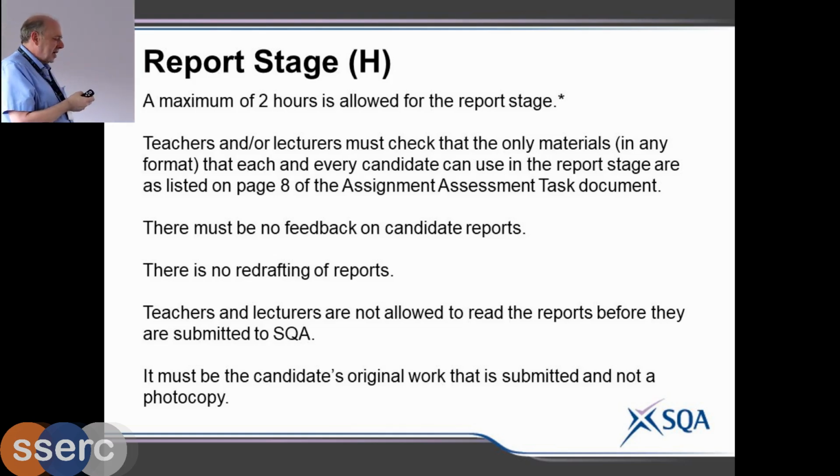And the other thing that we came across this year was some centres sending us photocopies of the candidates' work. It's the original we need. Okay, not photocopies. Because sometimes the things were clearly in colour that were difficult to make out on a photocopy. And if we'd had the original, we're like, oh, right, I can see.